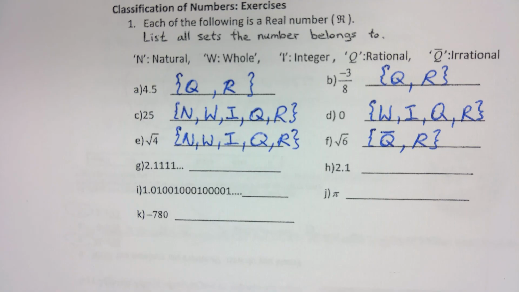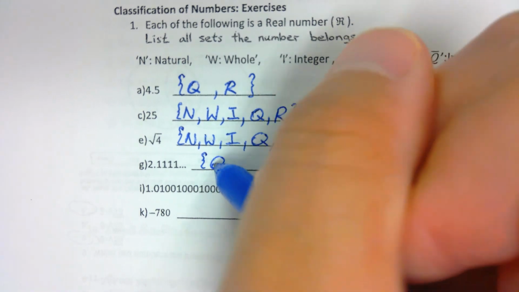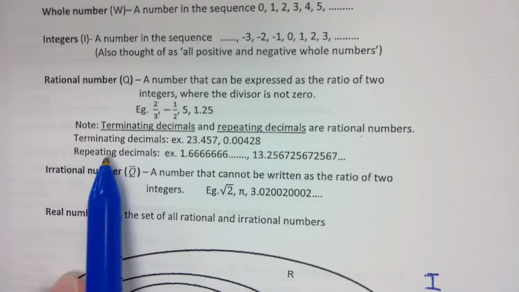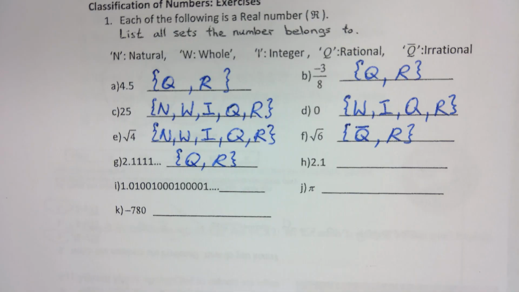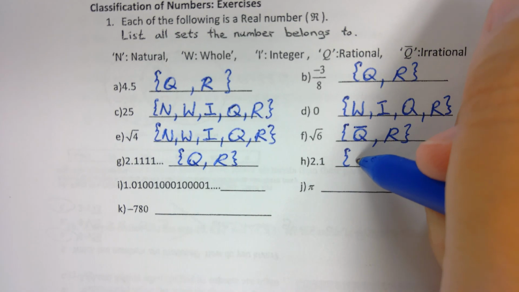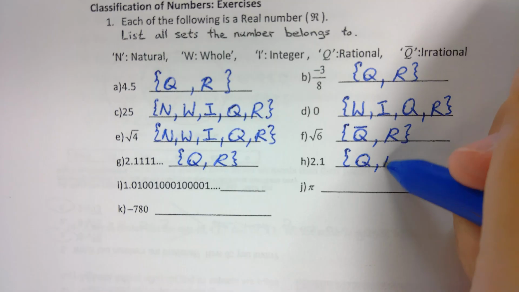2.11111 repeating. Genevieve. Right? Rational and real because it's a repeating decimal. Good. Okay, remember right here, if it's a repeating decimal, it's rational. Okay, 2.1. Eric. Rational and real. Why? Because 2.1 can be written in an infinite amount of ways in fraction form. Okay, and what type of decimal is it?